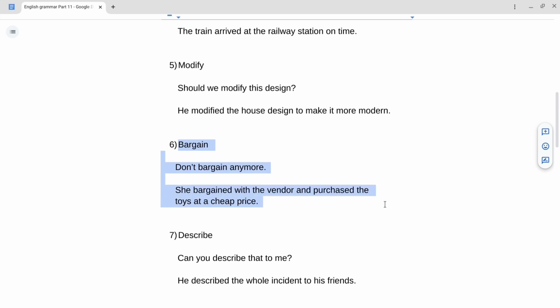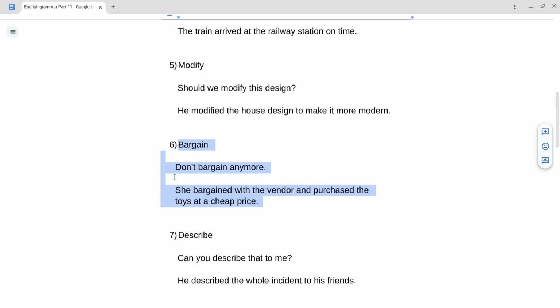Bargain, this is a familiar word. When you go to a shop or a vendor, you are planning to buy some items from there, and you are not happy with the cost of the items. You want to get it at a lower price. So bargaining means you are talking to a shopkeeper or a vendor to get something at a lower price. That is the meaning.